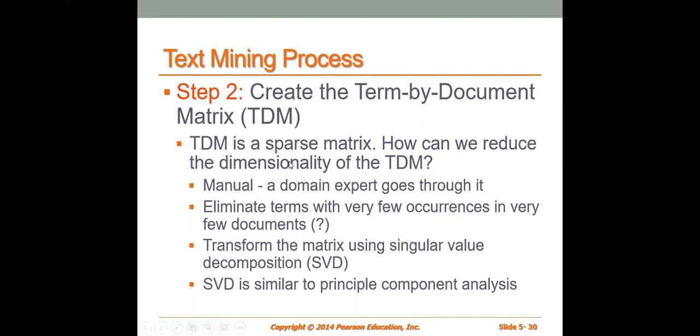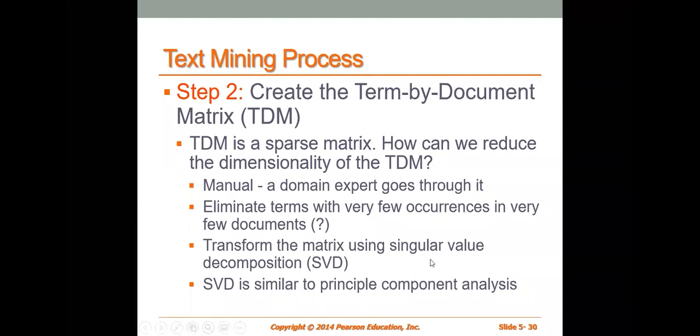How can we reduce the dimensionality of the TDM? The dimensionality means more dimensions, more rows and columns in multi-dimensional arrays. Manually we can do it, and a domain expert goes through it. You can check with the domain expert and it can reduce the dimensionality. Eliminate terms with very low frequency, occurring in very few documents. So you can eliminate the terms which are not frequently occurring.